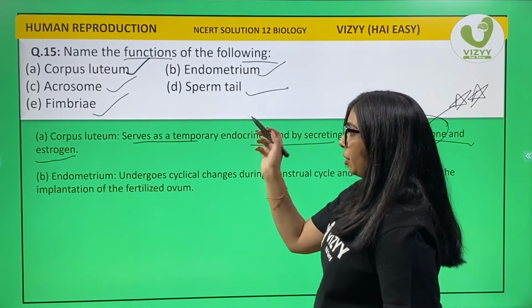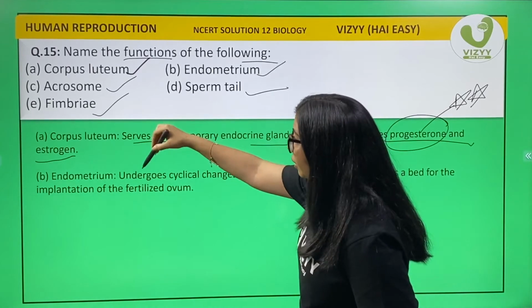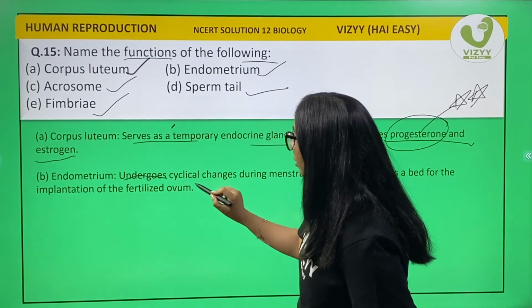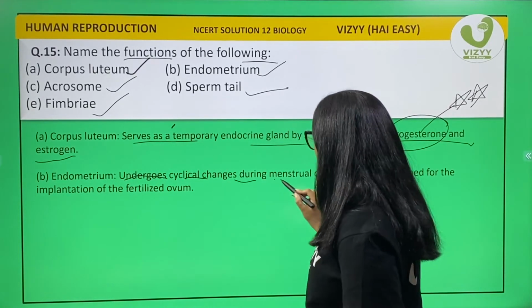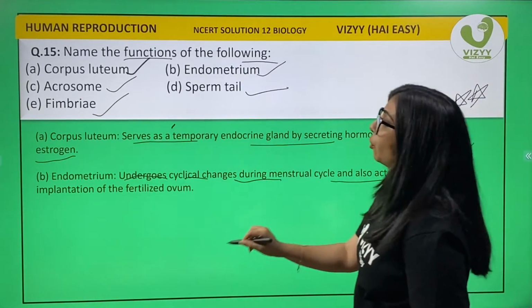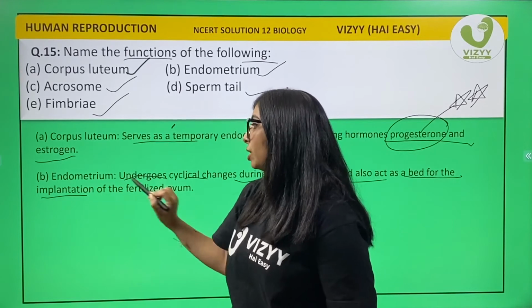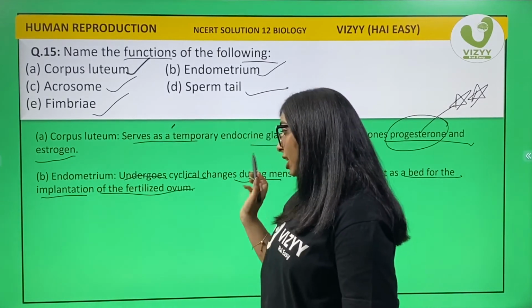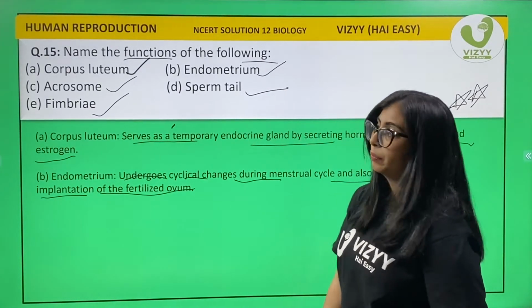What is endometrium? Endometrium undergoes a cyclical change during the menstrual cycle, also acts as a bed for implantation of fertilization of an ovum.